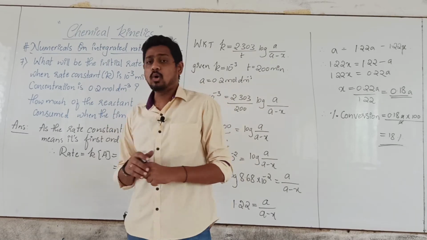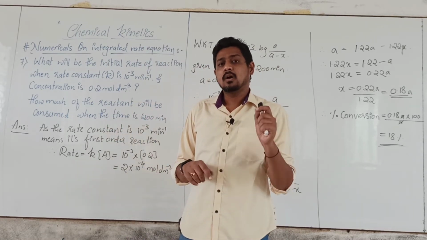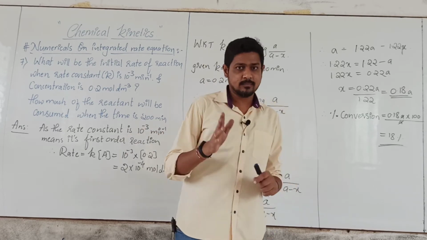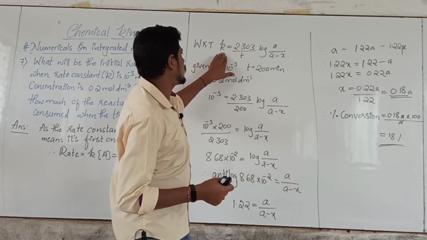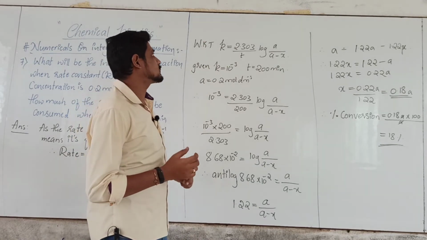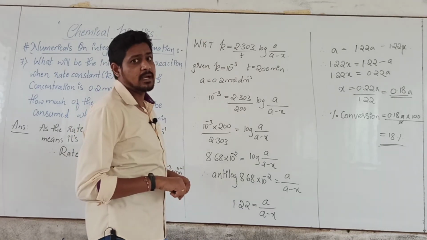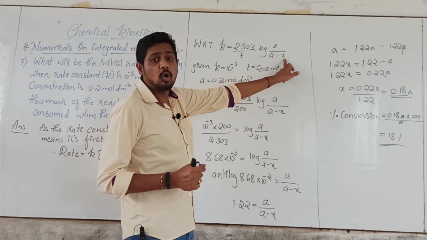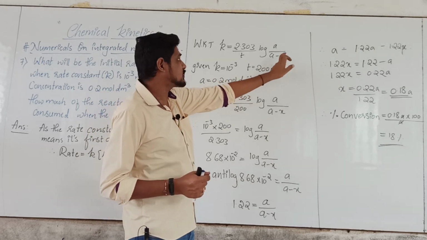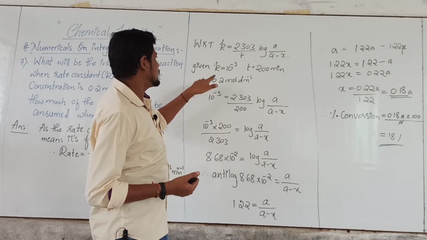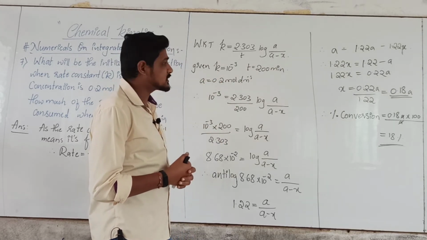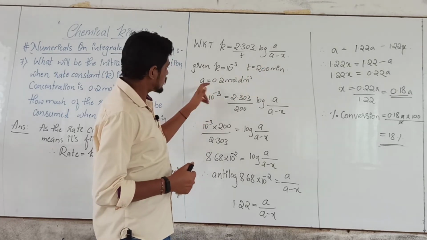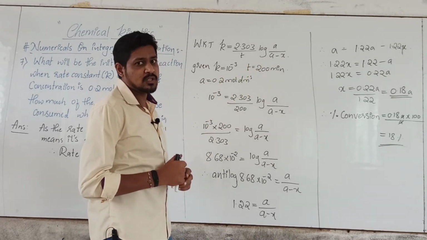Okay, next, how do we solve the second problem? That is, how much of the reactant is consumed when the time is 200 minutes. What is the formula we know? Rate constant is equal to 2.303 by t log of A divided by A minus X. So we have to calculate X, meaning how much of the reactant is consumed. What is given? We have already calculated the rate constant, the time they have given is 200 minutes, and the initial concentration they have given is 0.2 moles per dm cube.